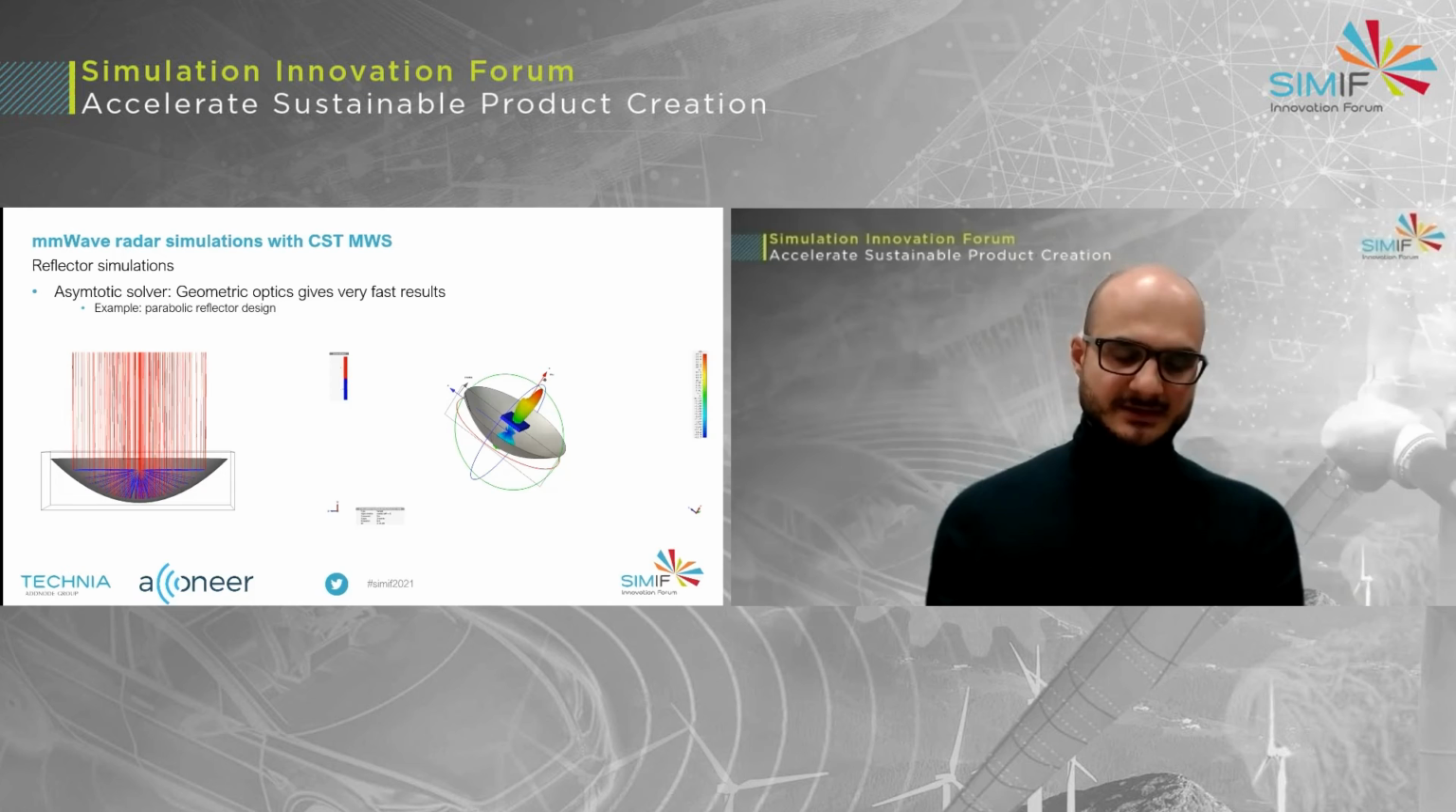In this case, we have an example of a parabolic reflector, and we use a near field source for excitation of this parabolic reflector. On the left side, we can see the optic rays, the incident rays as blue lines and the reflected rays in red color. This is a good way to check your design and get feedback on it. And on the right side, we can also get the far field pattern.